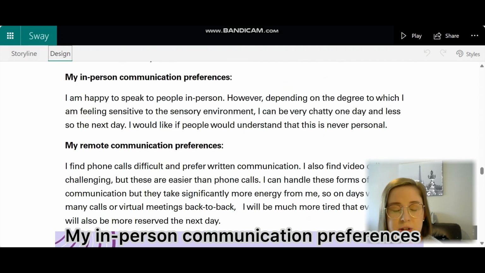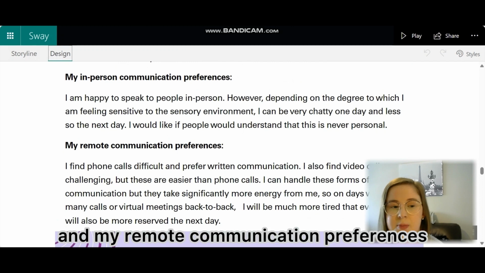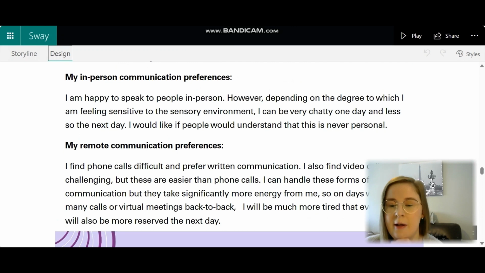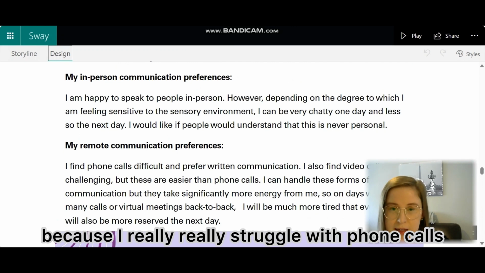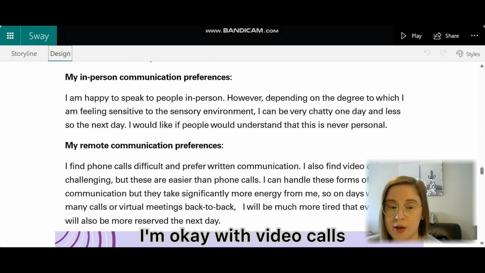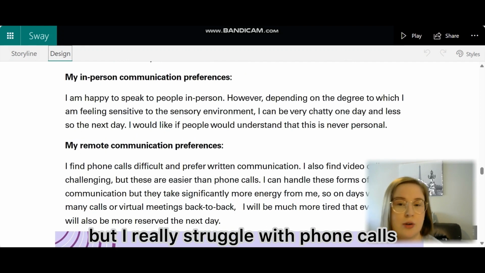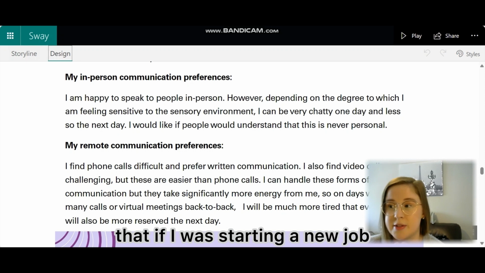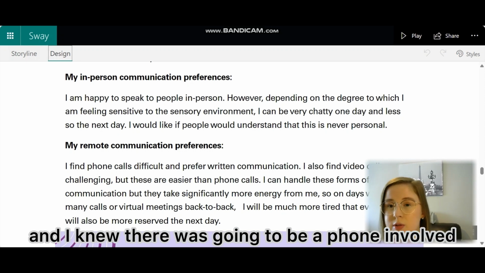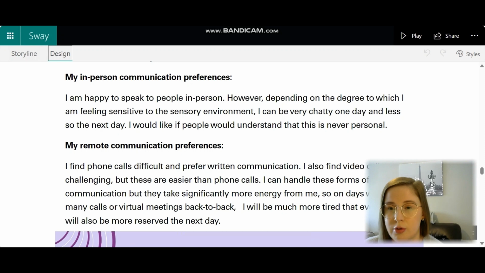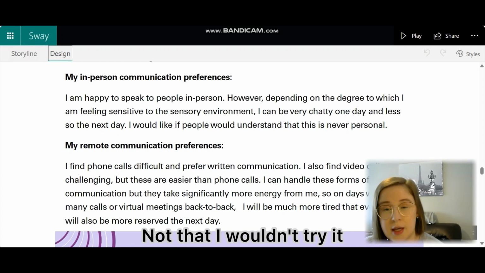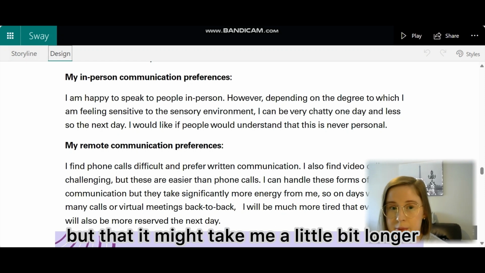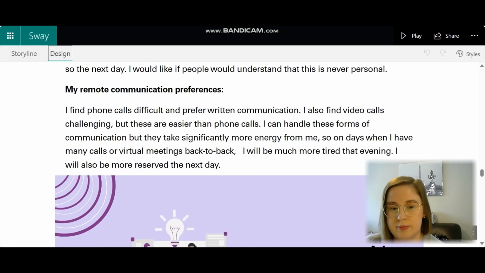My in-person communication preferences and my remote communication preferences. This is important for me to say because I really struggle with phone calls. I'm okay with video calls, but I really struggle with phone calls. If I was starting a new job and I knew there was going to be a phone involved, I would need them to know that in advance. Not that I wouldn't try it, but that it might take me a little bit longer to get used to it.